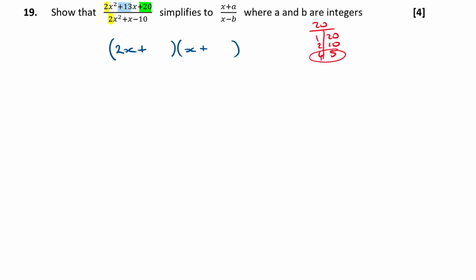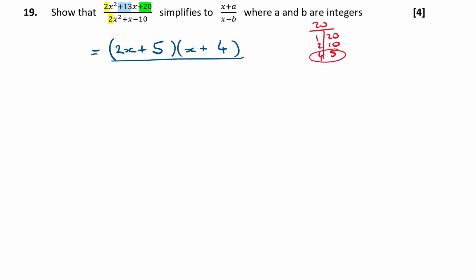So if I put the 4 in here, 2x times 4 is 8x, and x times 5 is 5x, and 5x and 8x must make 13x. Okay, so I factorized the top part of this quotient. Let's have a look at the bottom part now.